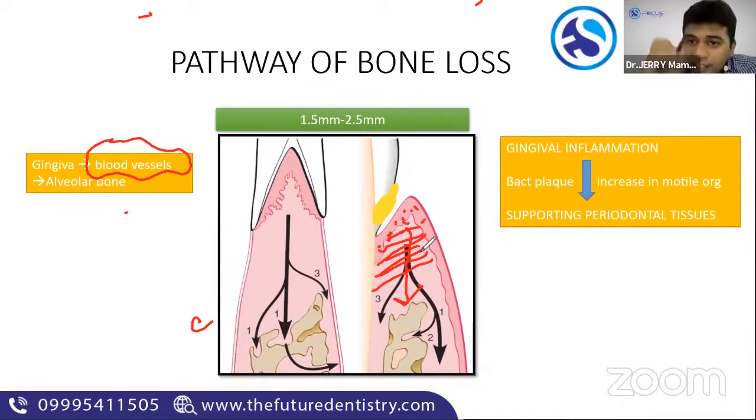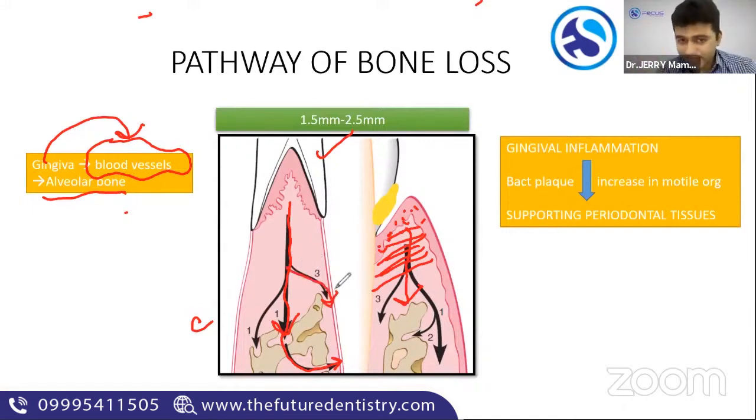So through this pathway, that is from gingiva to the blood vessels, from the blood vessels it goes into the alveolar bone. Now, there are different pathways they explain, for the interdental area and for the facial and lingual area. This is the interdental area. In the interdental area, gingival inflammation can directly spread to the alveolar bone. From the alveolar bone, it can go into the PDL and cementum, or in certain cases, from here it can go directly into the periodontal ligament.